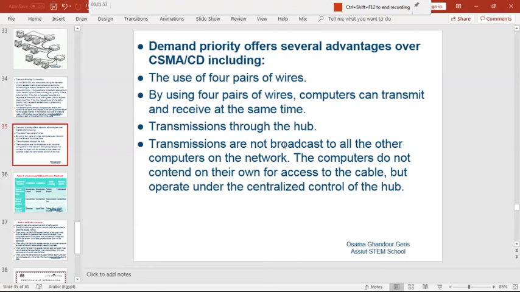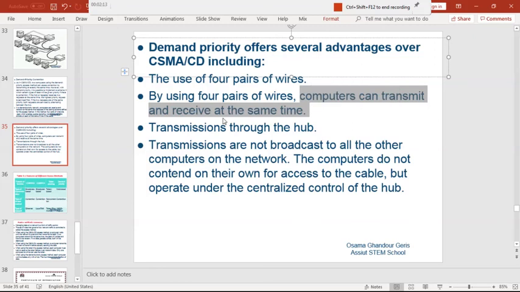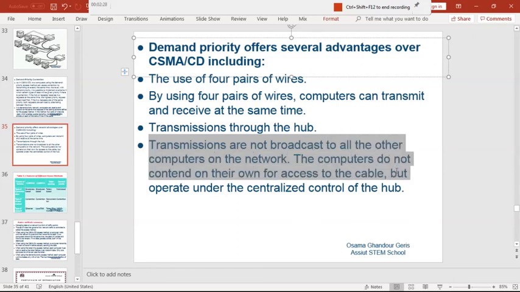Demand priority offers several advantages over CSMA/CD, carrier sense multiple access collision detection, including the use of 4 pairs of wires. By using 4 pairs of wires, computers can transmit and receive at the same time. Transmissions go through the hub. Transmissions are not broadcast to all the other computers on the network. The computers don't contend on their own for access to the cable, but operate under the centralized control of the hub.